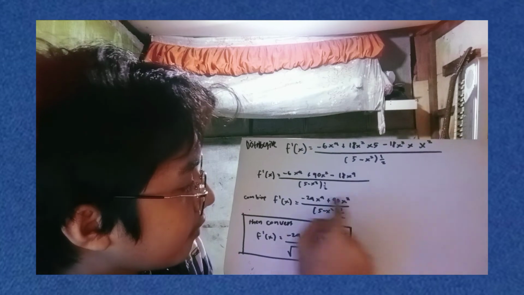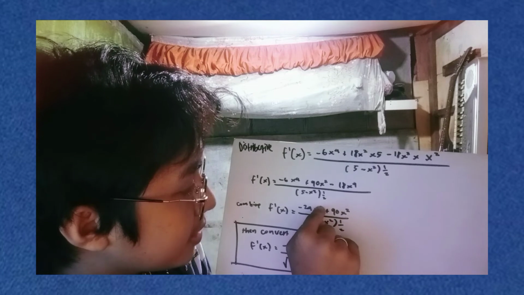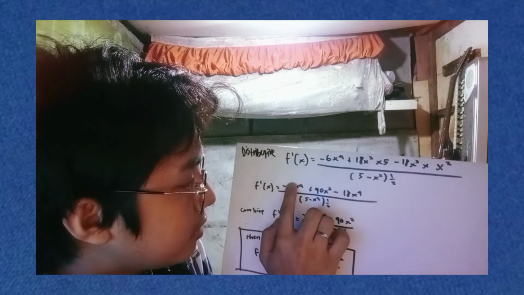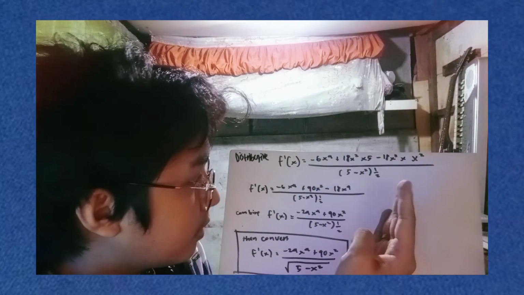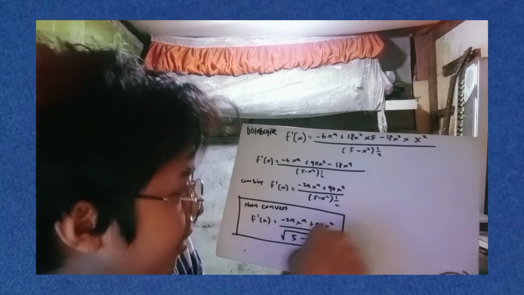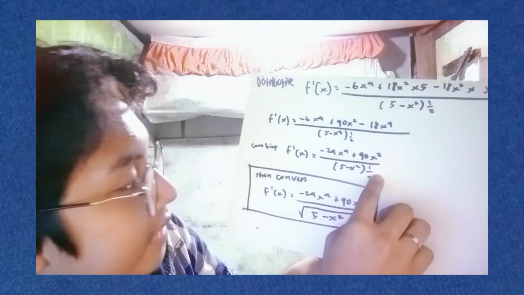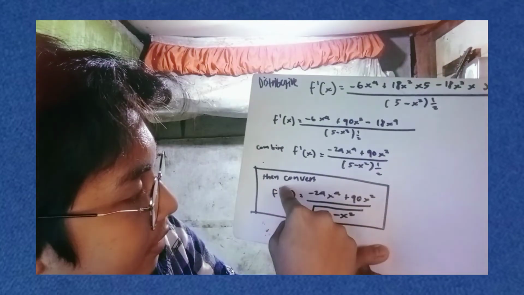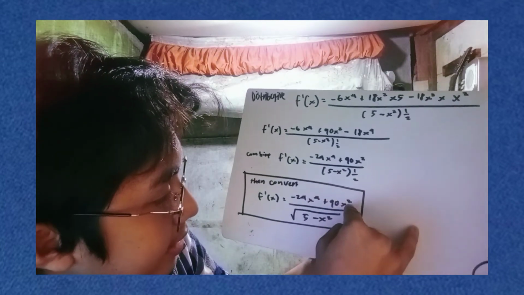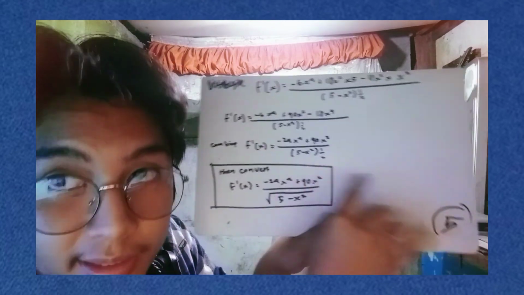So it came up to negative 24x raised to the 4th power because we join these two. 6, 12, 18, 24. Negative 24. Then we convert the radical sign again. We convert the radical sign from the fraction. So f1 of x equals negative 24x raised to the 4th power plus 90x squared all over square root of 5 minus x squared. So that's the final answer.